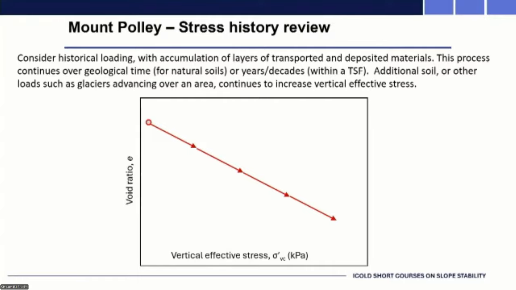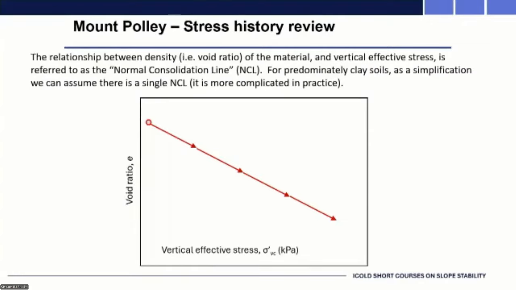That could be due to effects even such as glaciers, giving us a large total stress, compressing that lacustrine clay that was deposited in a lake. Over decades, maybe centuries, even longer, we've accumulated this vertical effective stress, so we're then down the bottom of that diagonal line. Before we talk about over-consolidation, we've got this relationship. We've talked about it enough today already. And we assume, perhaps for clays, a unique normal consolidation line.